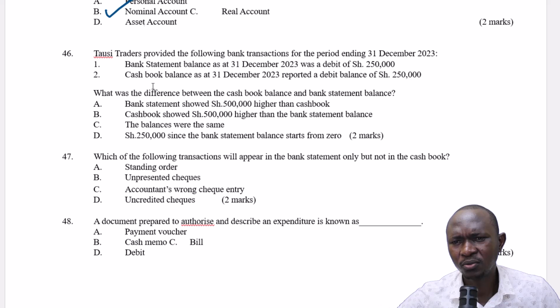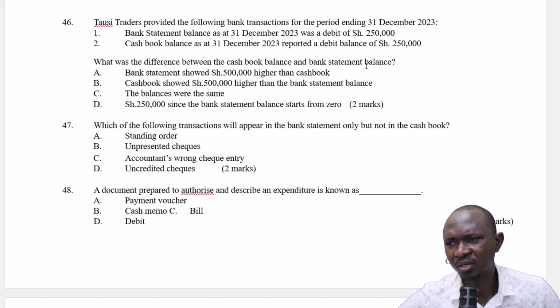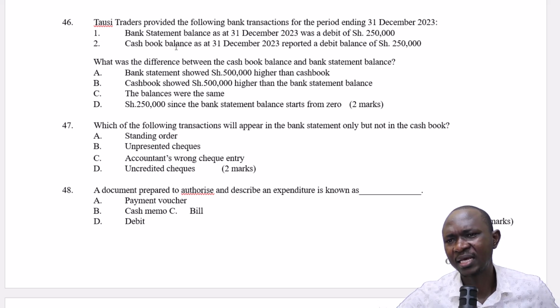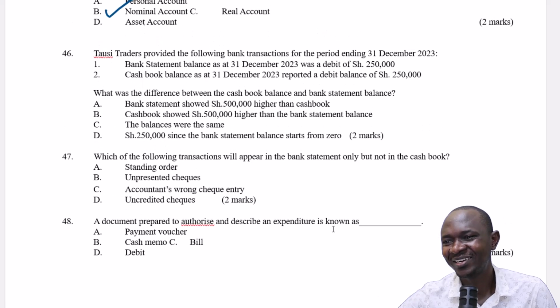46, Tausi Traders provided the following bank transactions for the period ending 31st December 2023. Bank statement balance at 31st December 2023 was a debit of 250,000. Cash book balance as at 31st December 2023 reported a debit balance of 250,000. Okay. What was the difference between the cash book balance and bank statement balance? Wow, this is a very nice question. Very challenging.